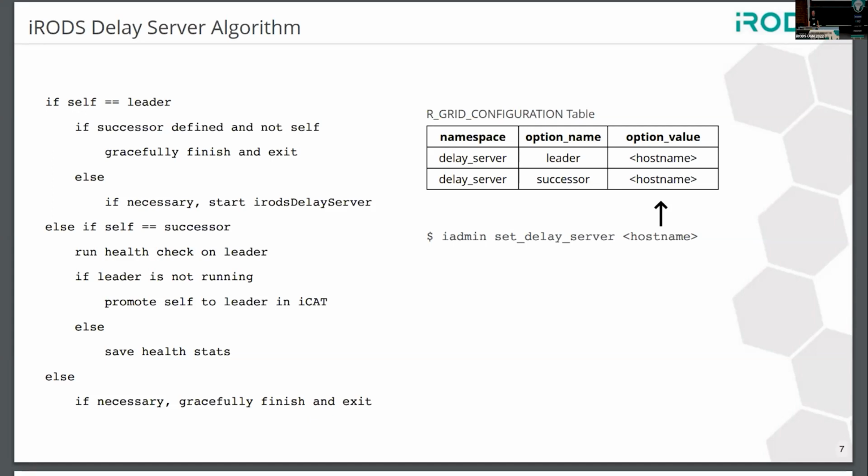The only place the algorithm touches the database is upon promotion. So there's only one way to do this from the outside when you set the delay server, and there's only one place in the code that touches the database, and that's to promote. And everything else happens independently on their own merit.